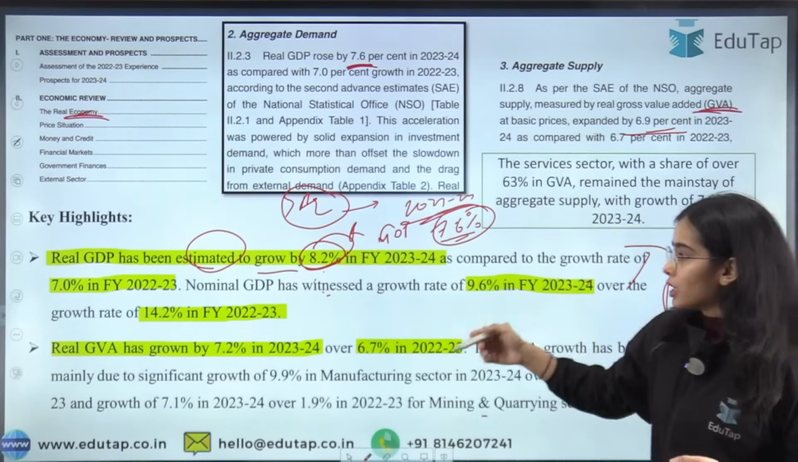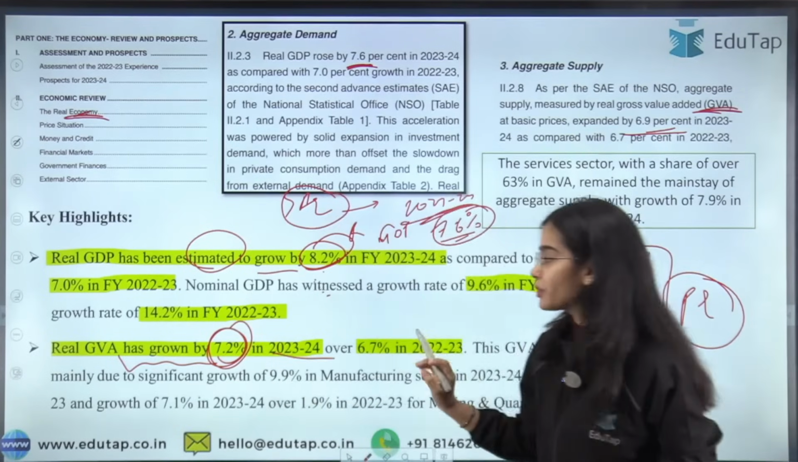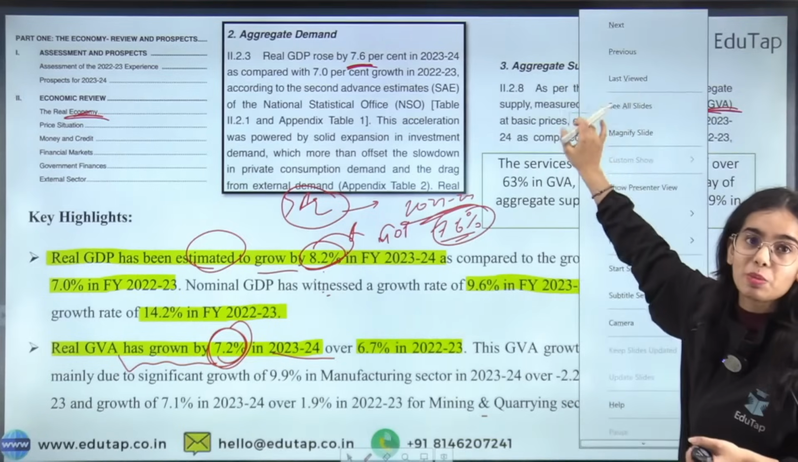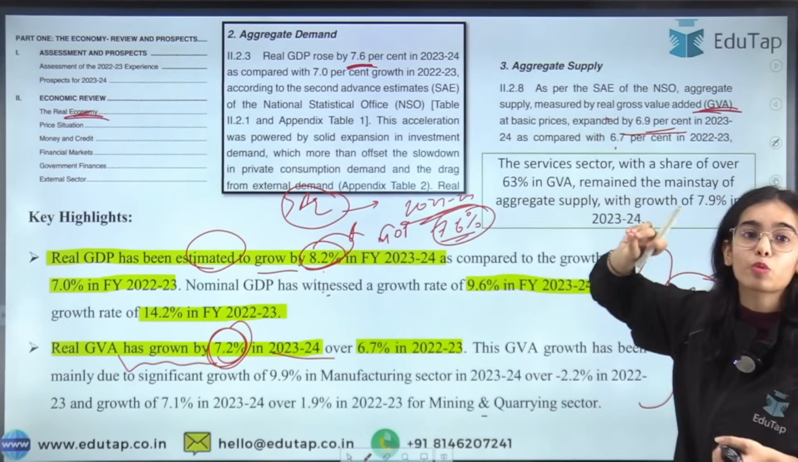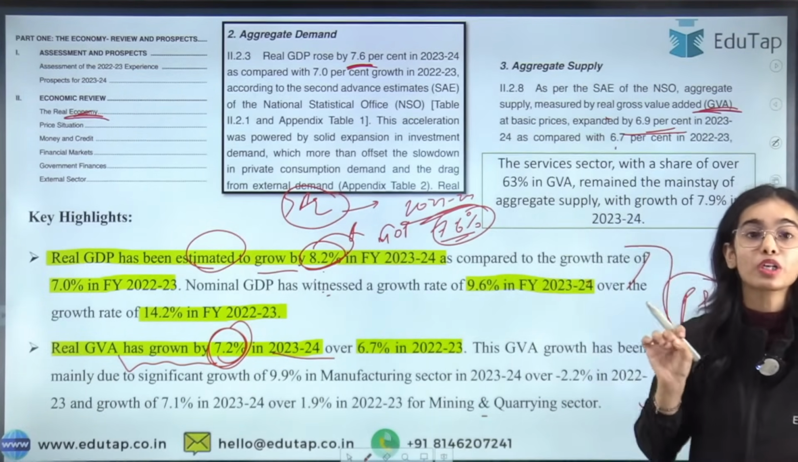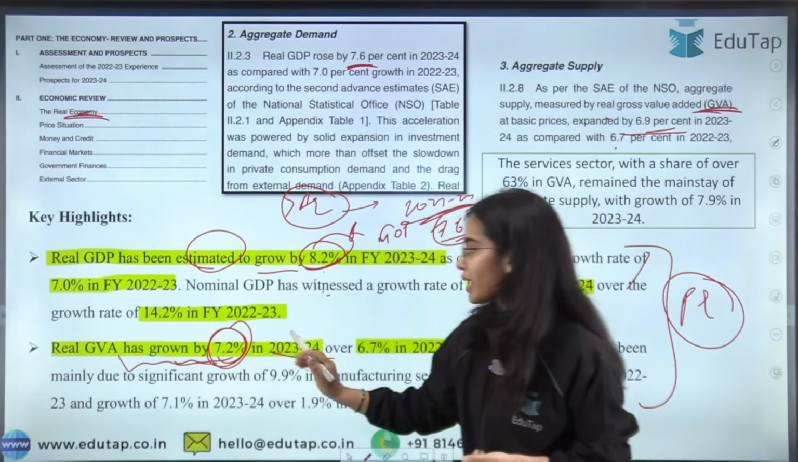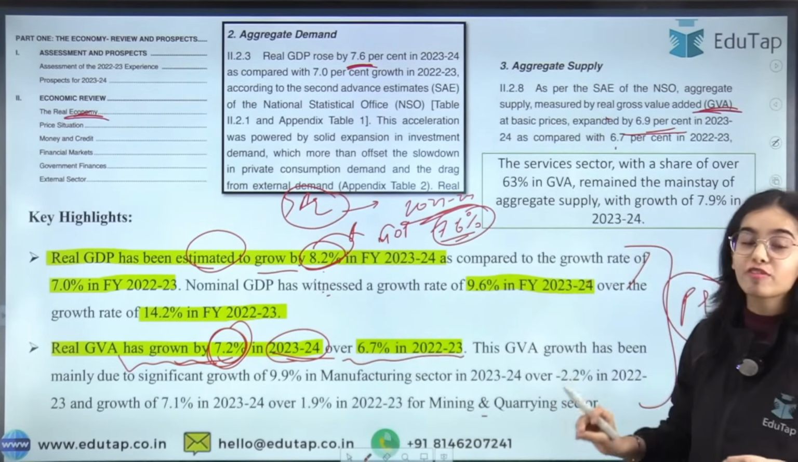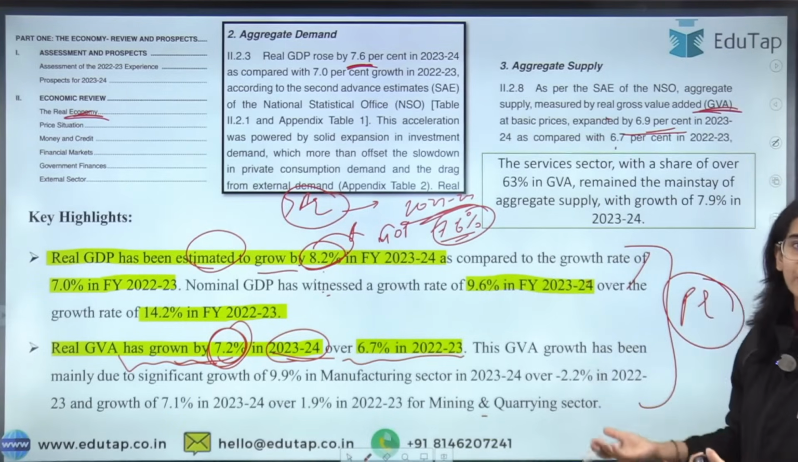Okay. Now, real GVA has grown by 7.2% in 2023-24. It was said in the second advanced estimates that the real GVA has grown by 6.9%, but it is actually 7.2% as per the provisional estimates. So real GVA has grown by 7.2% in 2023-24 over the 6.7% in 2022-23. Understood? So this is the difference that you can read.